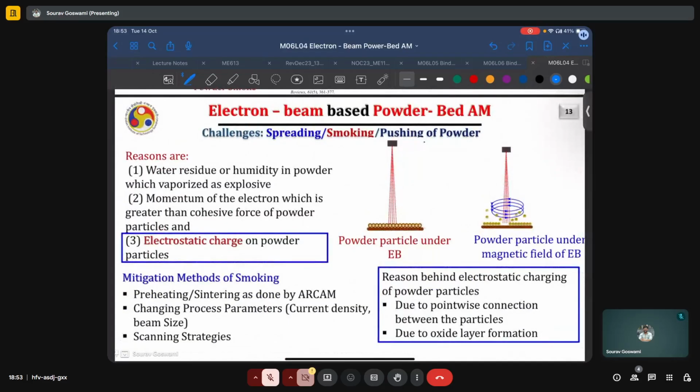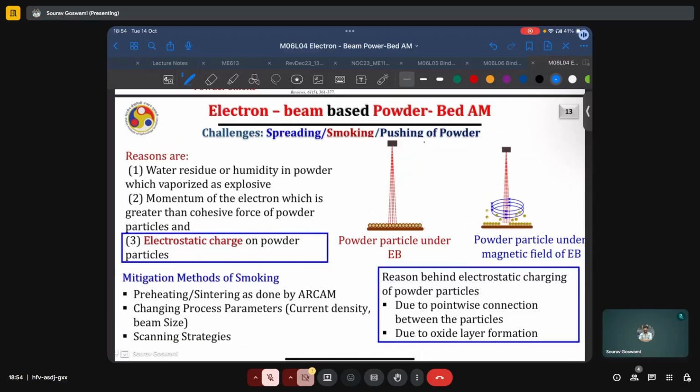This is typically referred to as spreading or smoking or the pushing of powder. The reasons which have been identified for it are the presence of water residue or humidity, which later vaporizes as explosive because, as we know, when water gets vaporized, it converts to steam and expands significantly in volume. If this expansion is not controlled, it can have an explosion-like effect.